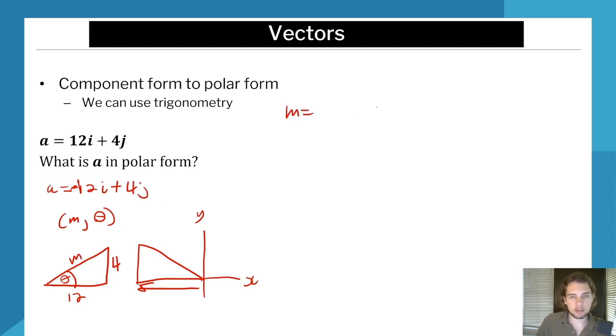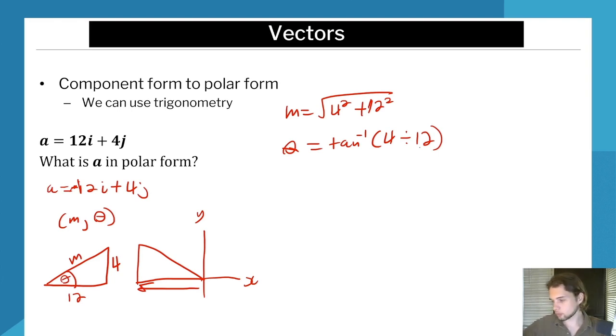So the magnitude, based on Pythagoras' theorem, will be the square root of 4 squared plus 12 squared. And the angle will equal the inverse tan of 4 divided by 12, because that is opposite over adjacent of the angle. So I can quickly use my calculator to find that m is 12.65 and that the angle is 18.44.